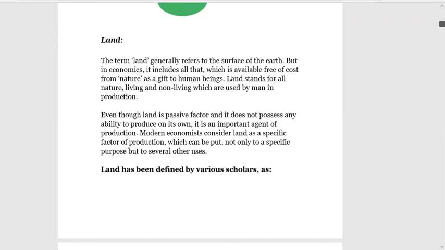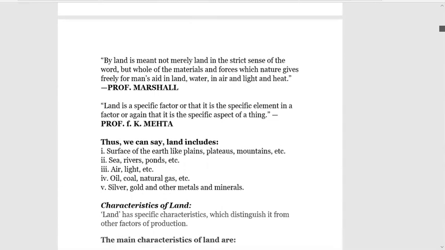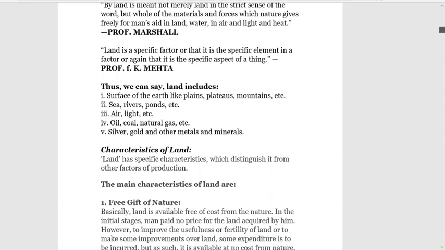So many scholars have defined land. You may find here that land is a specific factor, or the specific element in a factor, or again it is the specific aspect of a thing. Land is the main thing. Without land, you cannot do anything. You cannot construct a factory in the air. You cannot do agriculture without land. So that is the prime factor.